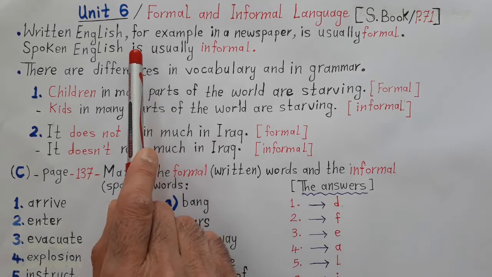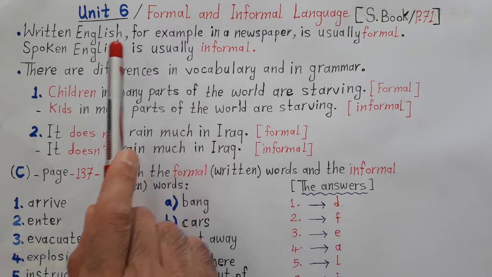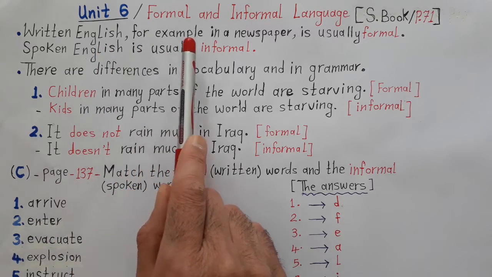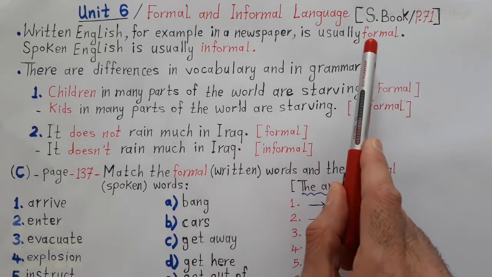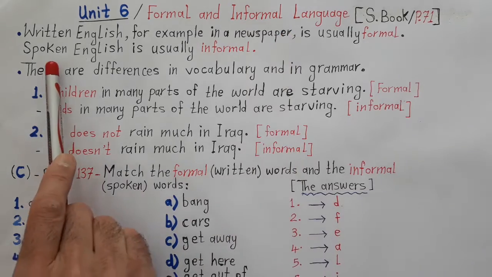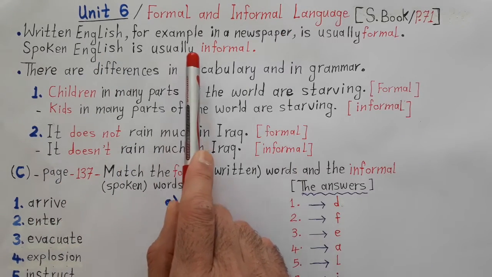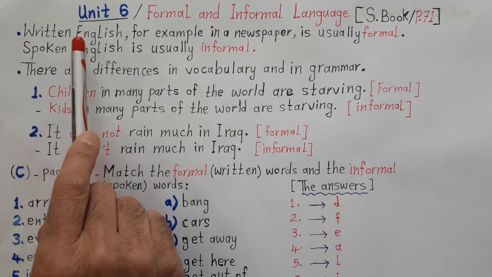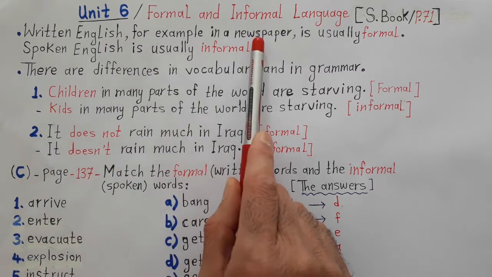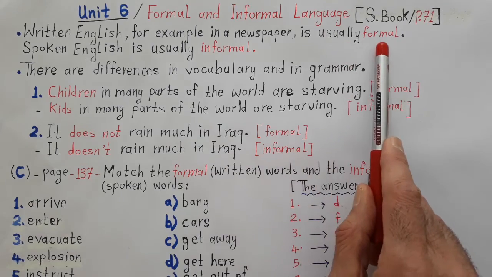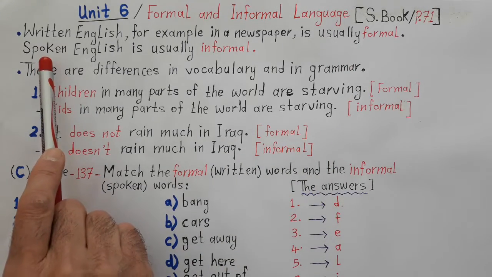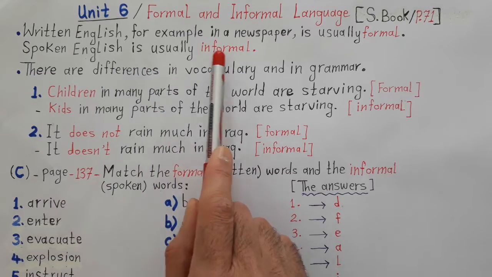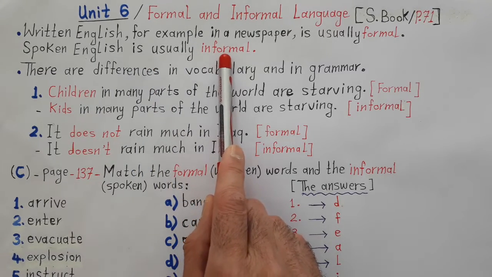Here we have two points. حول هذا الموضوع عندنا نقطتين. Written English, for example, in a newspaper is usually formal. Spoken English is usually informal. اللغة الإنجليزية المكتوبة مثلا في الجرائد تكون عادة لغة رسمية. Spoken English, لغة الكلام, is usually informal, تكون عادة غير رسمية.